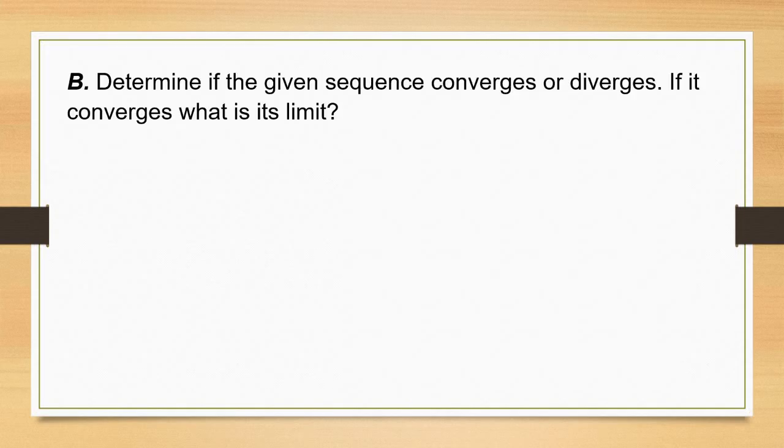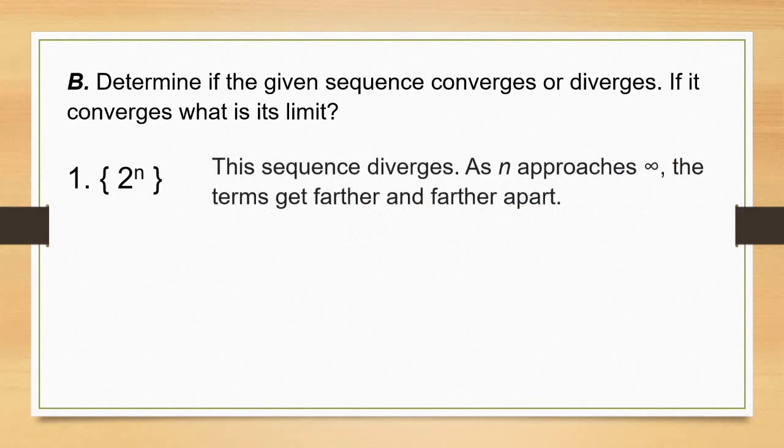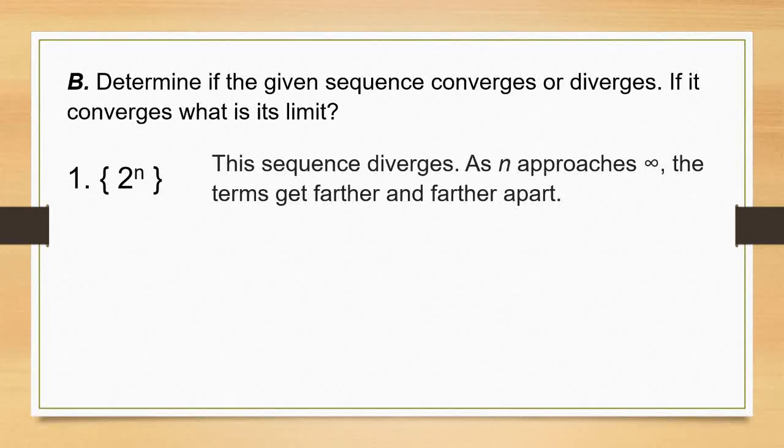Determine if the given sequence converges or diverges. Remember, our sequence converges if it has limits, provided that limit is not infinity, and the sequence diverges if the limit is infinite or does not exist. So for number 1, we have 2 raised to n. Now this sequence diverges because as n approaches positive infinity, the terms get farther and farther apart.